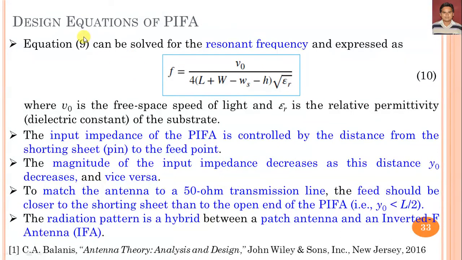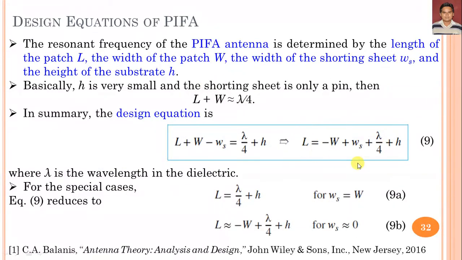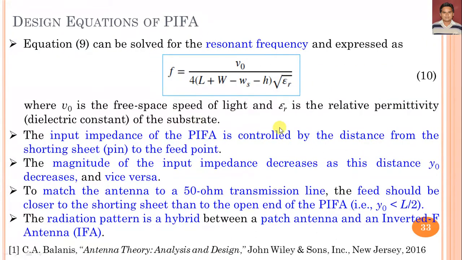So using equation 9, we can calculate the resonance frequency of the PIFA antenna, and it can be expressed through this expression 10, f equal to v naught, where v naught is the free space velocity, and the 1 by 4 is the multiplication factor, and that is due to the quarter wavelength, over L plus W minus WS. Here we can generally say lambda is equal to v naught by f into root of epsilon r. We are putting this in equation 9, then we can calculate the resonance frequency as v naught upon 4 times L plus W minus WS, times root of epsilon r, where epsilon r is the relative permittivity of the substrate.